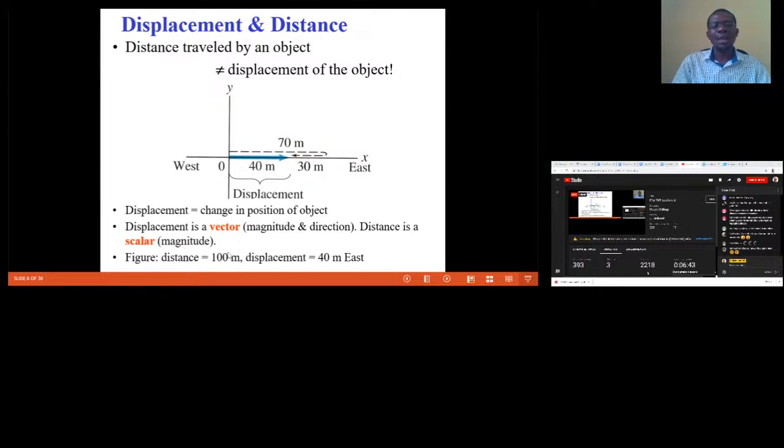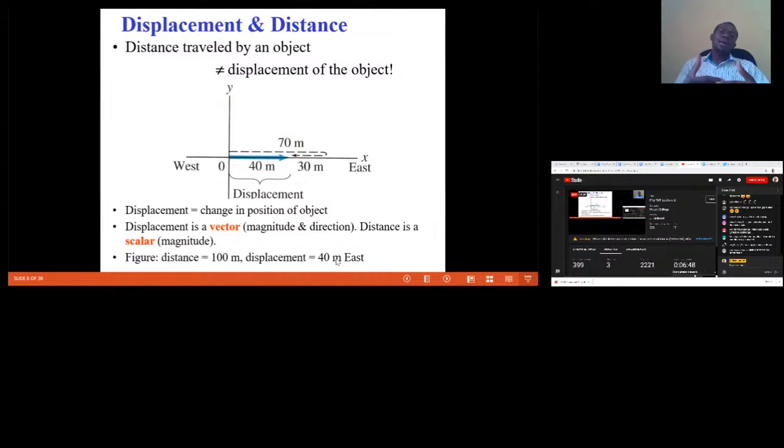Now, what is the displacement that has been covered? Now, displacement is basically just the difference between the final position and the initial position. So when calculating the displacement, you just say final position minus the initial position. What is the final position? Final position is 70 minus 30, which is 40. What is the initial position? The initial position is 0. So 40 minus 0 just gives you 40.